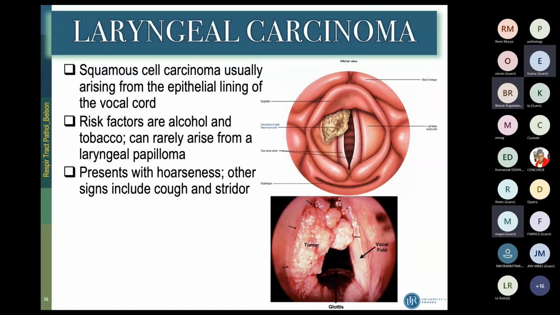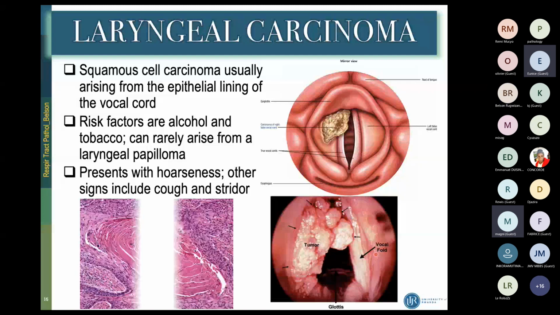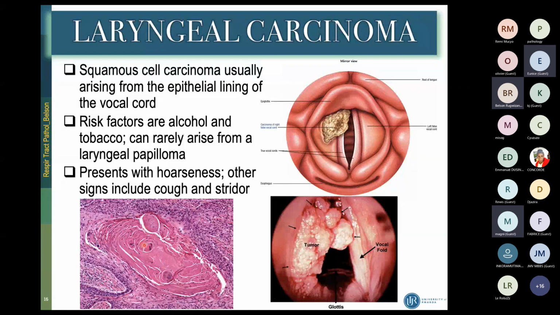So here we have another tumor here. See that it is now almost going to the left vocal cord region. So on histology, we see just squamous cell carcinoma. This is keratin. So when you have a tumor forming keratin, it is obvious it is a squamous cell carcinoma.